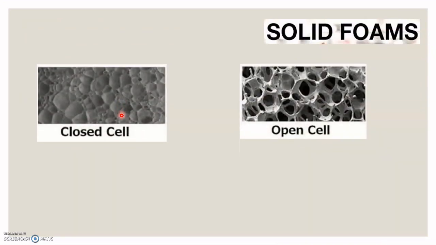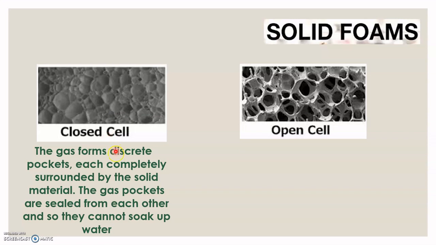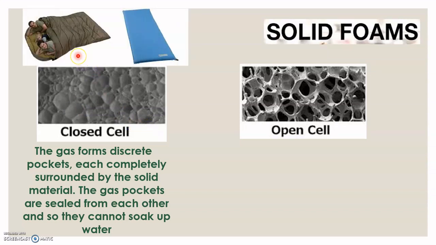Solid foams are divided into two: closed cell foams and open cell foams. In a closed cell foam, the gas forms discrete pockets, and each of these pockets will be surrounded by a solid material. The gas pockets are sealed from one another, and there is no connection between them. Examples include a camping mat.